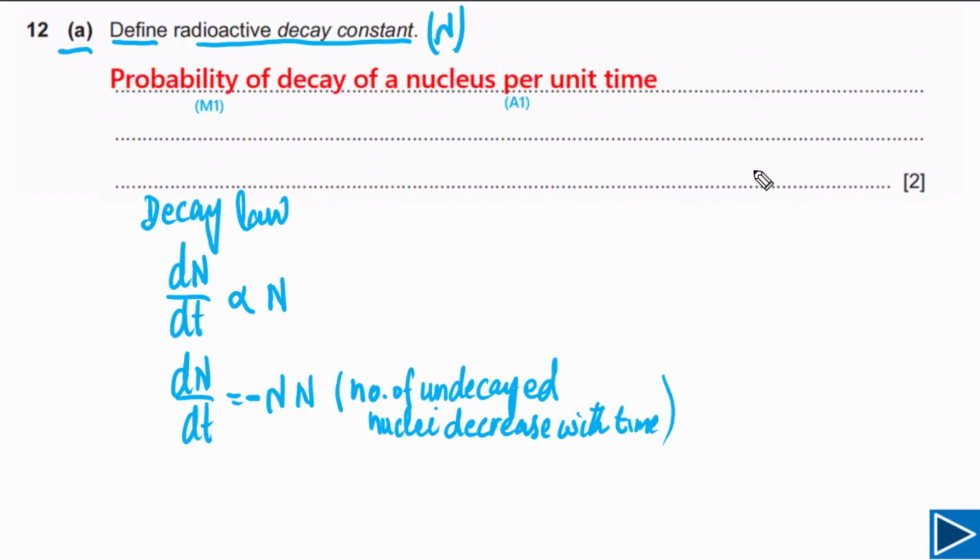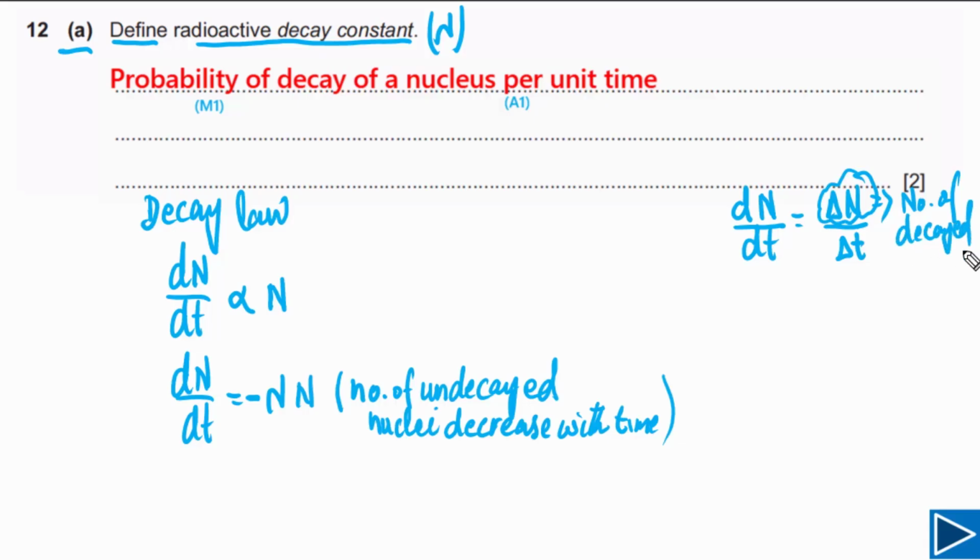Let's write this in a simpler form so you can have a clear understanding. First of all, we will replace dN by dt with delta N by delta t. They are representing the same thing. This is telling you delta N number of nuclei decay in time interval delta t. So this delta N is the number of decayed nuclei. You have to be very clear, this is the number of decayed nuclei. But N here is representing the number of undecayed nuclei. So this thing you need to understand.